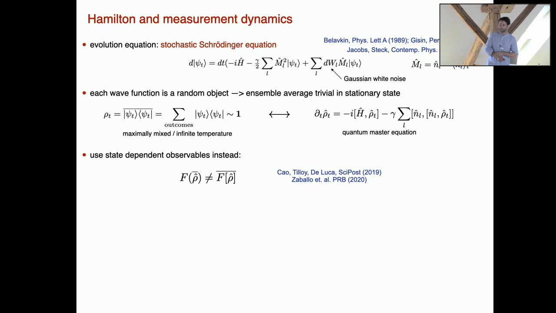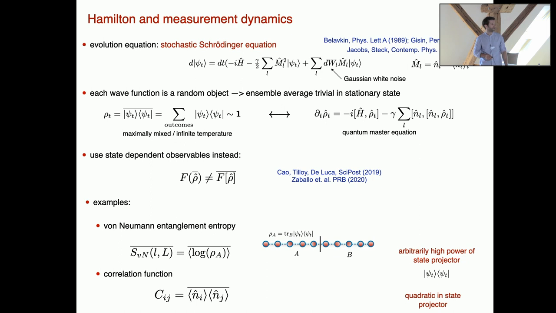The fix for that is to more generally look at quantities which evade this linear averaging death, namely nonlinear, state-dependent observables, if you like. A beautiful example for that is, of course, the von Neumann entanglement entropy, which involves arbitrary powers of this state projector. But you can also be a bit more modest and just look at something that is quadratic in this projector. Each of these angular brackets stands for the trace over one realization of this state projector.